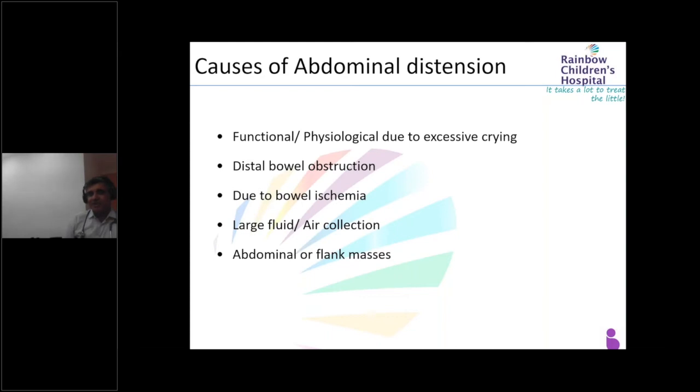Then the cause of distension could be distal bowel obstruction. It could happen due to bowel ischemia or due to collection of various fluids or air or various masses which are present in the abdomen or the flanks.